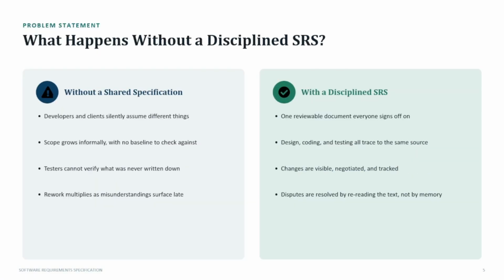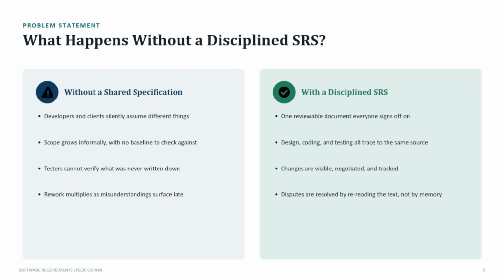Then next, what happens without a disciplined SRS? We have two tables here. We can see one is without and one is with. Without, what we'll see here is that developers and the client silently assume different things. Scope drifts, because without a shared specification, the client wants something and the company makes something else. Then testers cannot verify because they don't know what was in the specification. The tester has to write test cases, right? They need to understand the project, and based on that they need to write the cases. They can't just get the project and start testing right away. Testers need separate time to write the tests for the specific application, so they have to work in parallel, right?